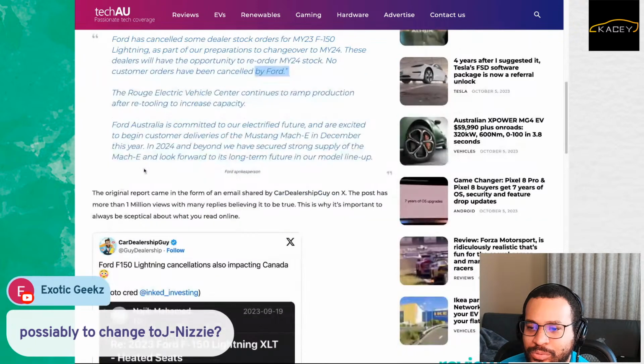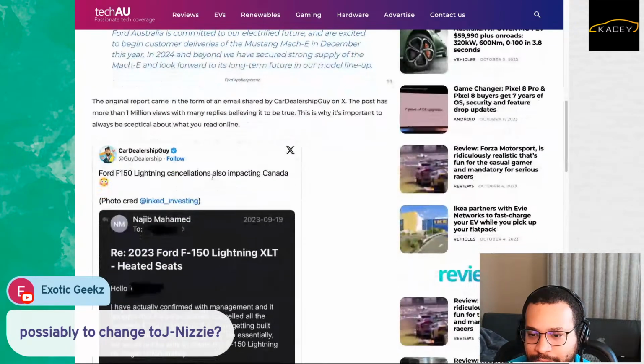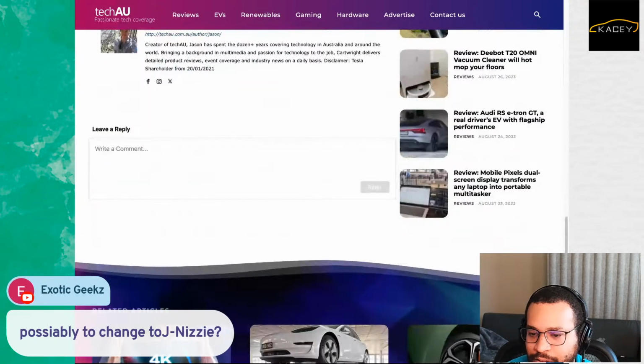The Rouge Electric Vehicle Center continues to ramp production after retooling to increase capacity. Ford Australia is committed to our electrified future and is excited to begin customer deliveries of the Mustang Mach-E in December this year. Wow, you guys don't have the Mach-E yet? Model Y is going to continue to eat up that market. In 2024 and beyond, we have secured strong supply of the Mach-E and look forward to its long-term future in our model lineup. That was Ford's spokesperson. Okay, so there was nuance to what was going on, but interesting.